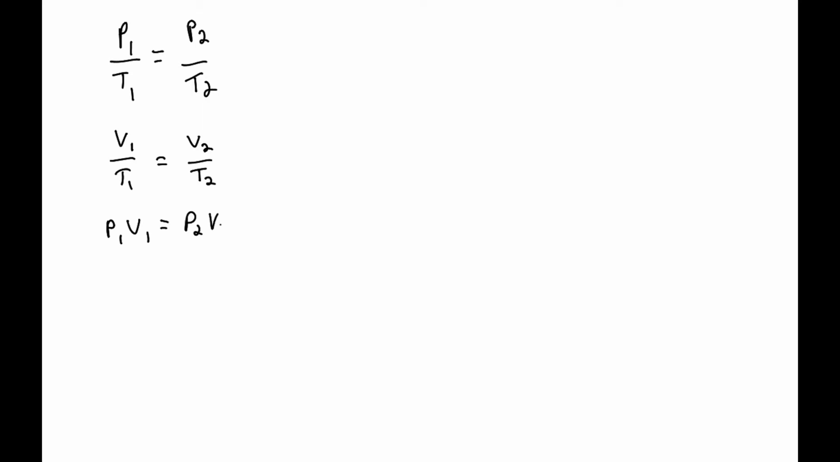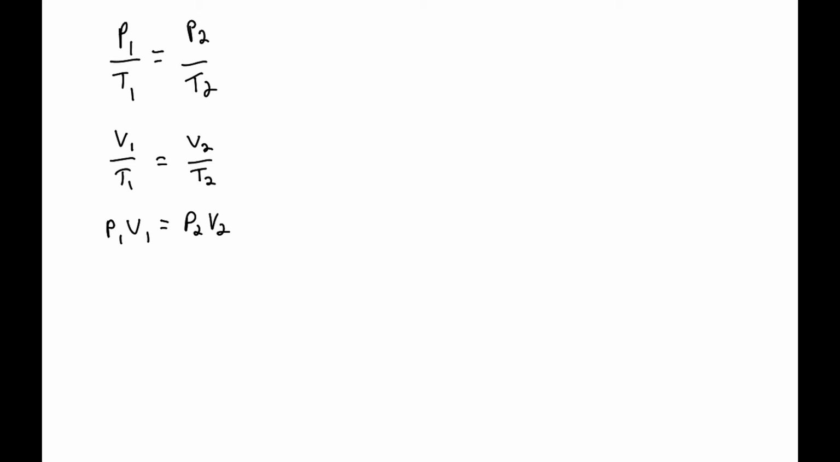Like 1.2.3 practice problems. So right now we'll go through the equations first. These are the gas laws from chemistry. Hopefully you've seen them before. First one is pressure 1 over temperature 1 equals pressure 2 over temperature 2. Next one we've got volume 1 over temperature 1 equals volume 2 over temperature 2. And last one, pressure 1, volume 1 equals pressure 2, volume 2.